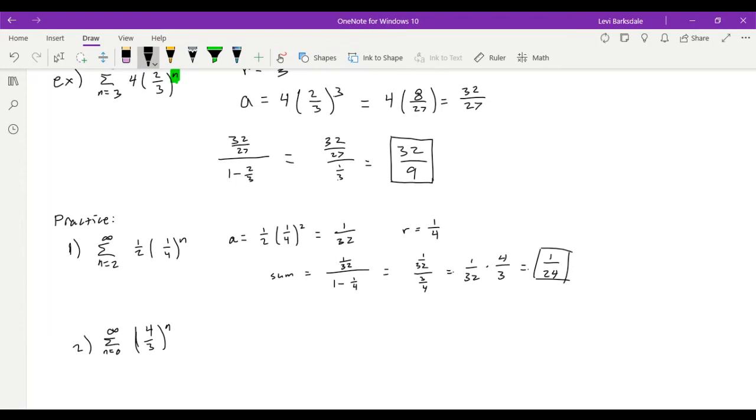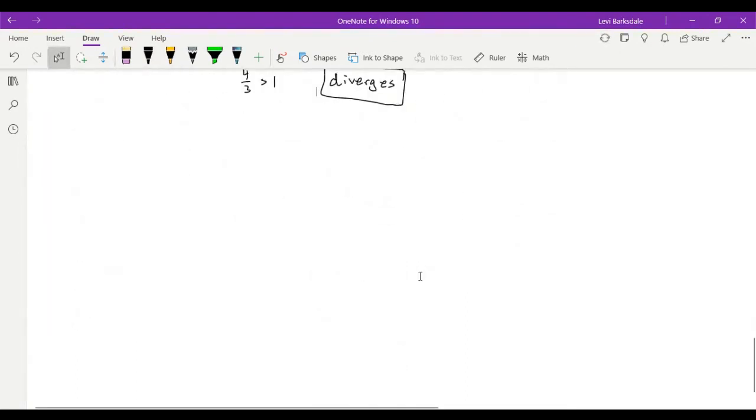In our second one, if we look at our radius, it's actually 4/3, and if you recall, in order to converge, the magnitude of our radius has to be smaller than 1. And because 4/3 is not smaller than 1, we say that our series must diverge. Very straightforward.